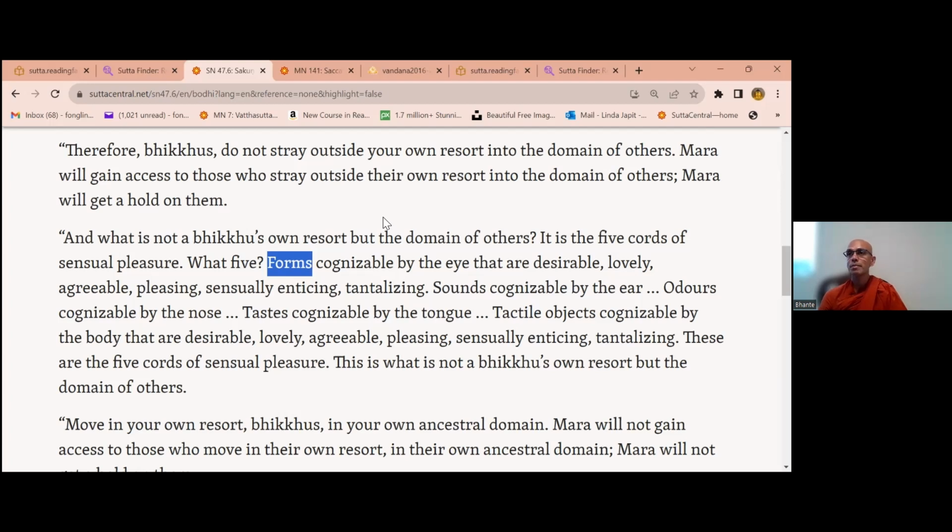This is my memories. But we do not know that we are trapped in the domain of others. Instead, the noble disciple practices not me, not mine, not myself. You minimize the desire with the meditation. Why? To reach the perfect peace, permanent peace. That gives you the peace. And then forms, sounds, tastes, tangibles, this whole thing is the domain of others, not the bhikkhu's own resort.